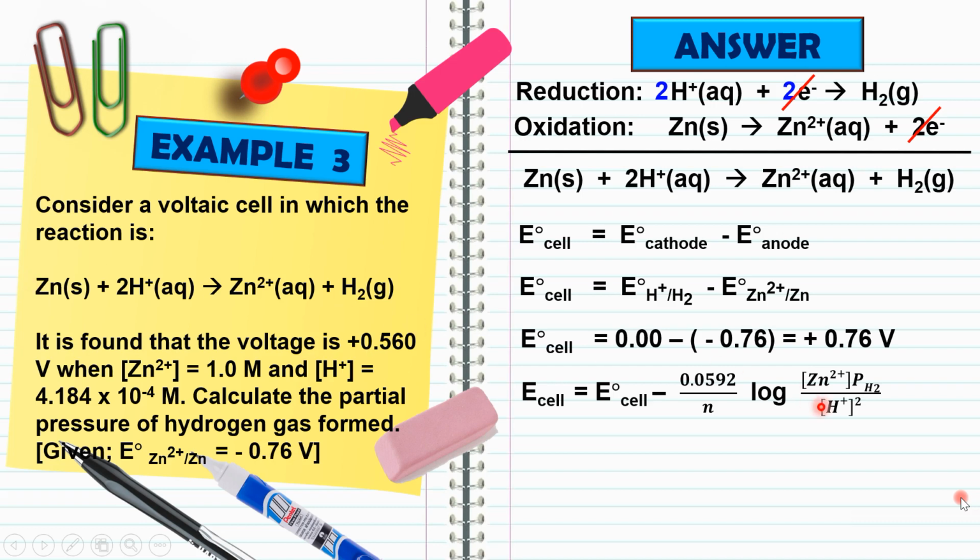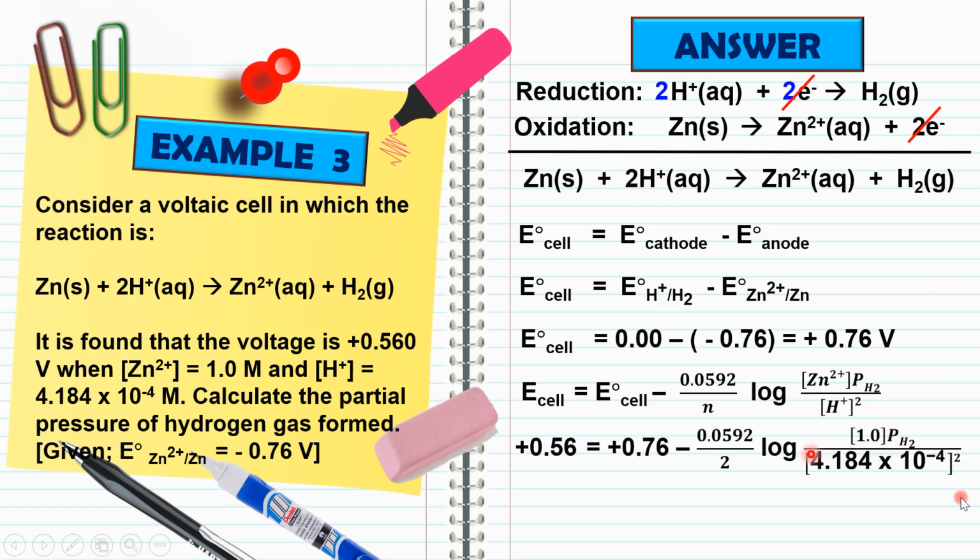Remember, the Q expression only considers the aqueous and gas phases. So Q would become the concentration of Zn2 plus times the partial pressure of hydrogen gas over the concentration of H plus, and because we have coefficient 2 here, it now becomes to the power of 2. Now, substitute all the values in the Nernst equation and finally you get the partial pressure of hydrogen gas equals 1.0 atm. Remember, you have to write the final answer with the correct unit.